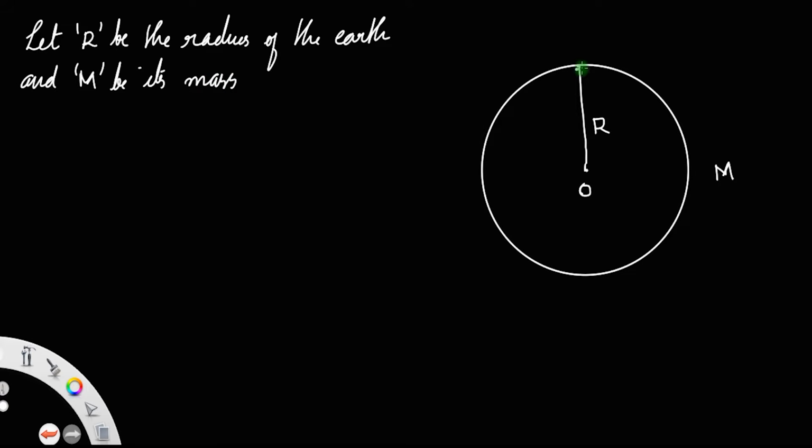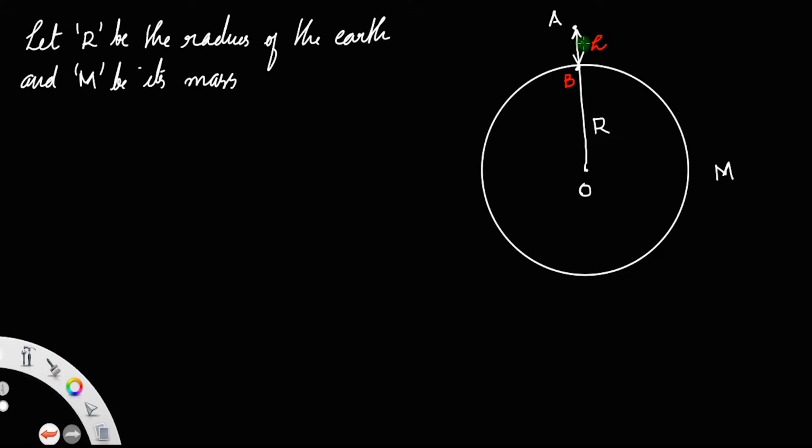Consider a point A at a height h above the surface of the Earth. Suppose this is our height h, or let this be a point A at a height h from the surface of the Earth. Let's call this point B.